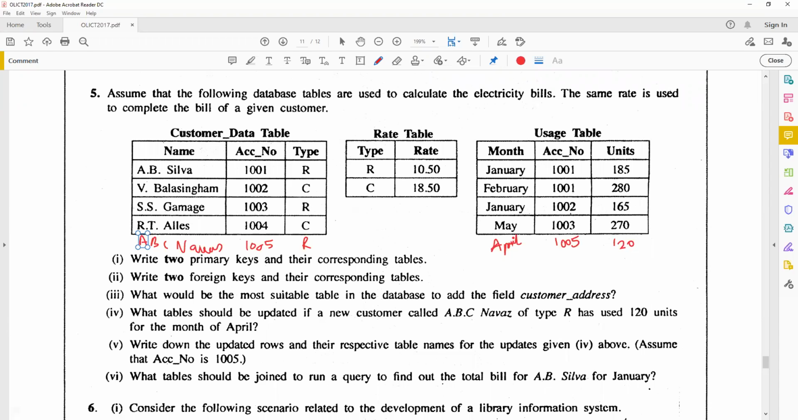Okay. So the answers given by Jimindi, Rashmika, Muru, and Nilana. Right, answers are correct. Okay, let's move on to the last one. What tables should be joined to run a query to find out total bill for AB Silva for January?